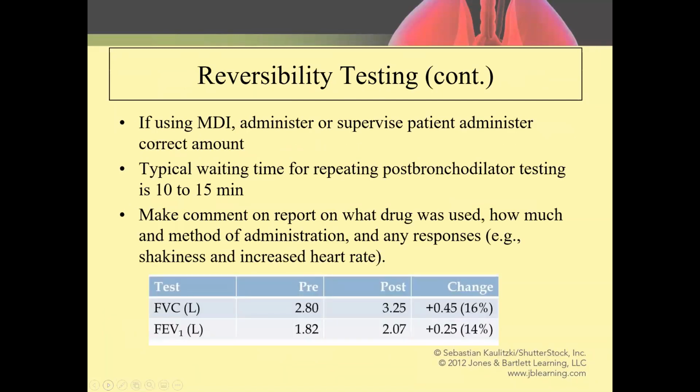Reversibility testing, so a little bit more on the example here. If you go to the bottom, let's look at the FEV1 on the very bottom there. The pre was 1.82, the post is 2.07, and it's a 14% difference. That's borderline significance. The one above it is 16, so that would be significant, not hugely significant, but it's significant nonetheless.